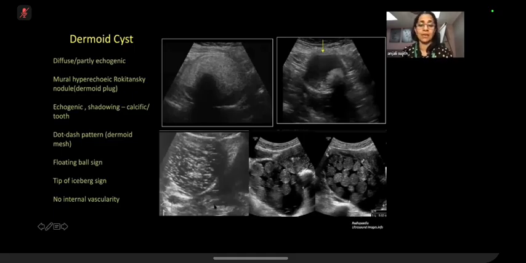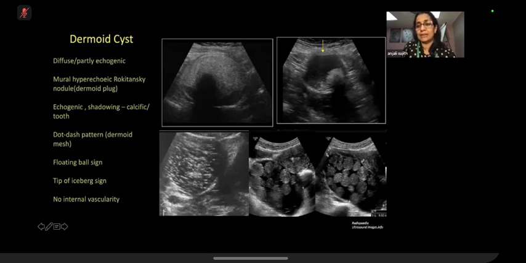Now on ultrasound, you may be given an ultrasound image of a dermoid. On ultrasound, it can have varied appearances. It can be diffusely or partially echogenic. Because of the presence of floating hair and sebum, it can have areas of posterior dense shadowing.